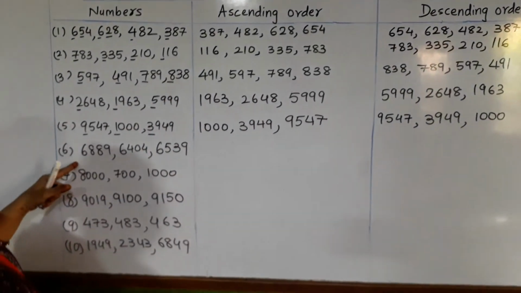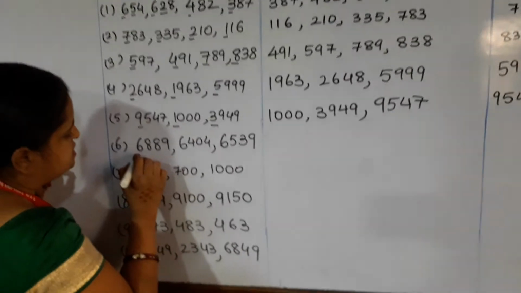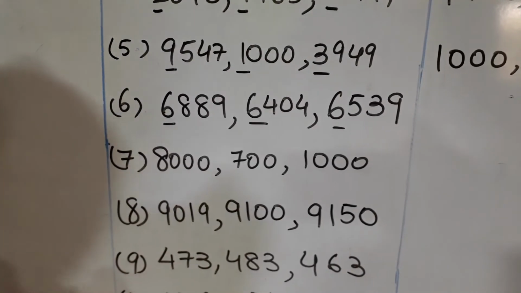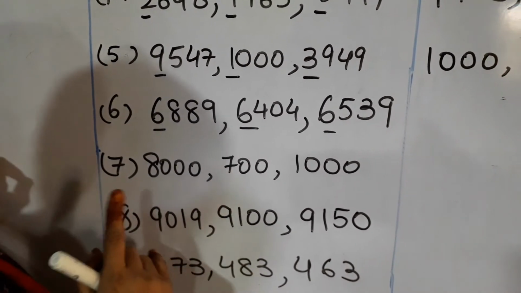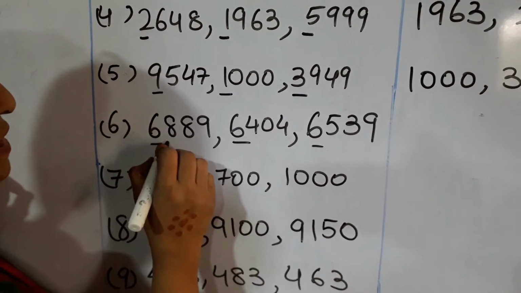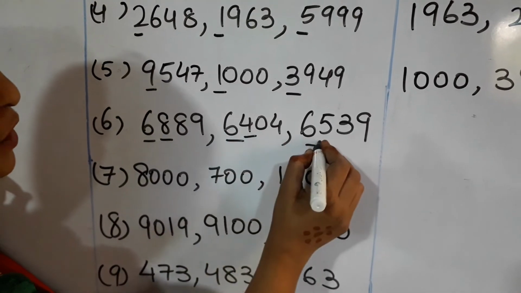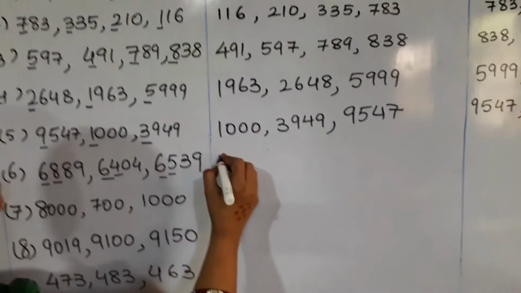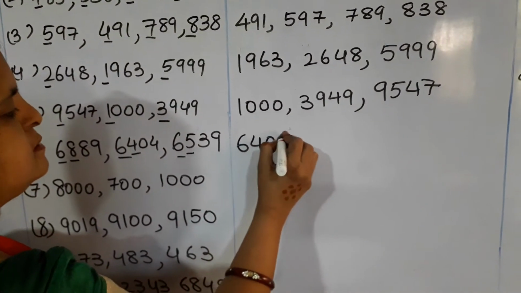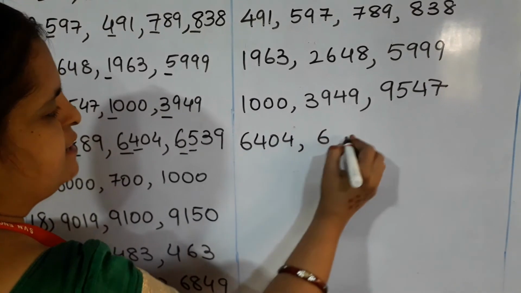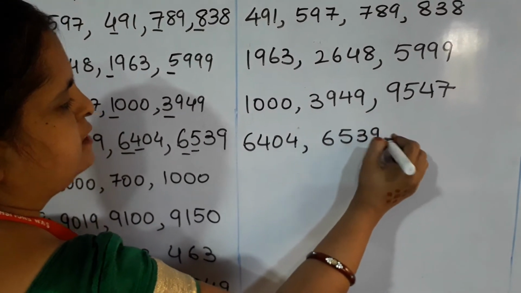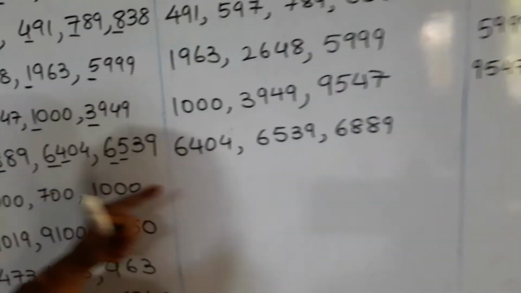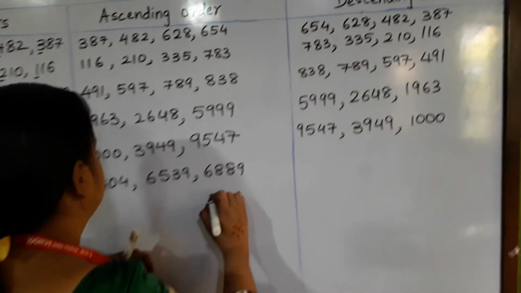Then see here. Here first digit is same, 6666. Now what we will do? We will move on to the next number. मैंने आपको पहले बताया next number पे जाना है तुरंत ही. See the next number here. 8, 4 and 5. Which number is the smallest? 4 is the smallest. So we will write here 6404. Then 5, 6539 and 6889.